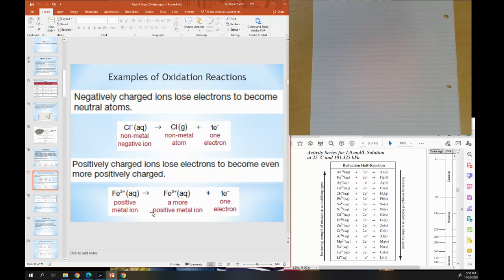And then the other circumstance where we can have oxidation in this half reaction form is when we have a multivalent element. So if we have something like iron, which can exist as iron 2 plus or iron 3 plus. In this case, we have a positively charged ion. It has lost electrons and now become even more positively charged. So again, that's another example of oxidation. You'll notice in all of these reactions that the electrons are on the product or the right-hand side of the reaction. So that's kind of a dead giveaway. Oh, it's oxidation because the electrons are on the right side.